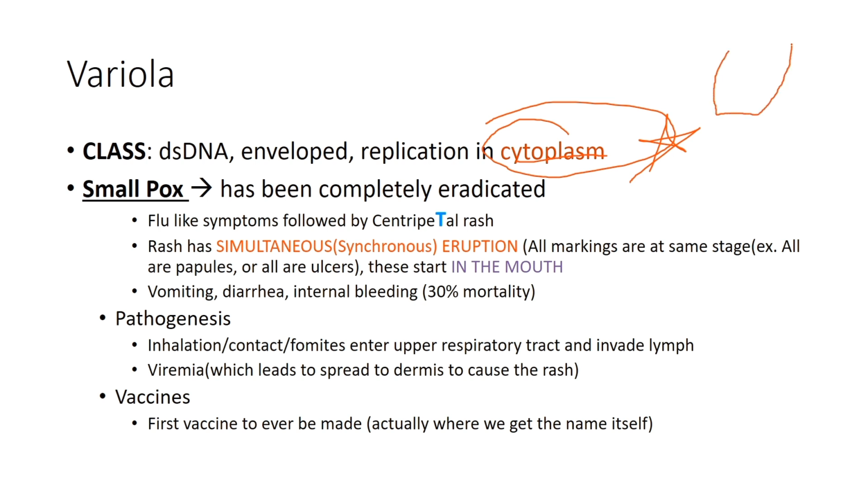They have this brick-like shape. They're kind of square, and those are your pox viruses. It's also known as a complex shape. This is something that leads to simultaneous or synchronous eruption, which I was talking about before. It's a centripetal rash, so it goes to the trunk from your extremities, so from your face or from your wrists and hands, and it goes towards your trunk. And so when it's synchronous, that means they're all in the same stage. So all papules, all ulcers, as I mentioned before.